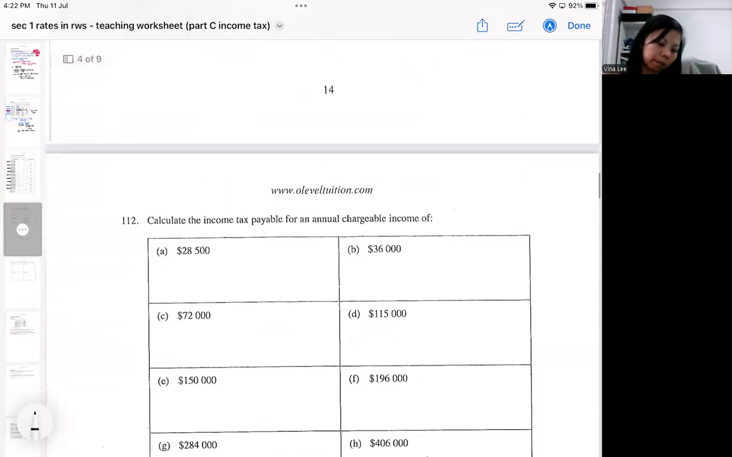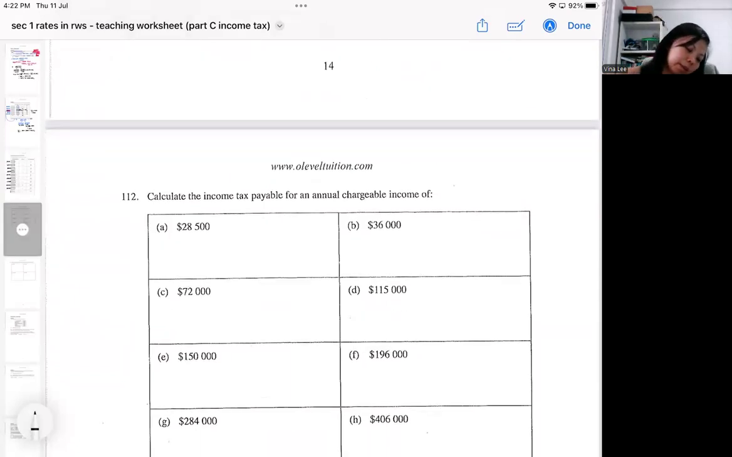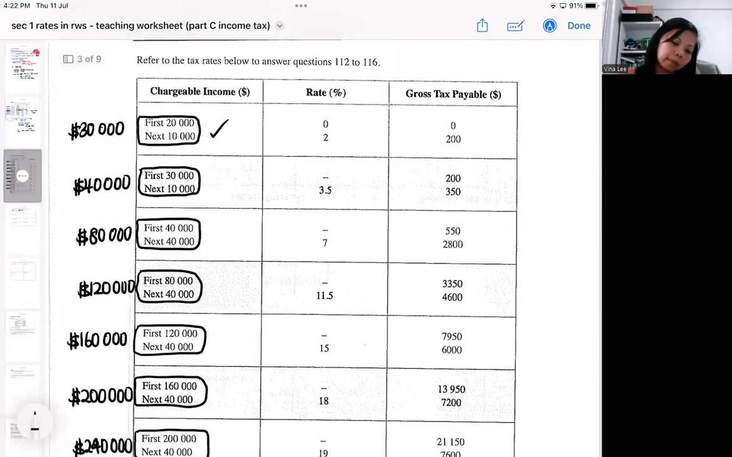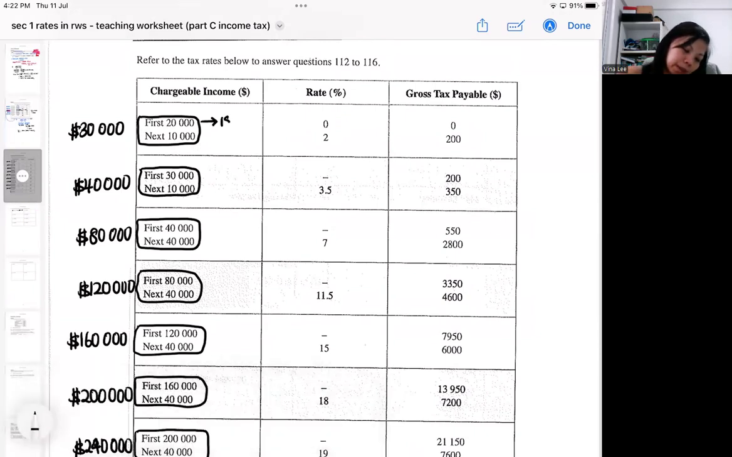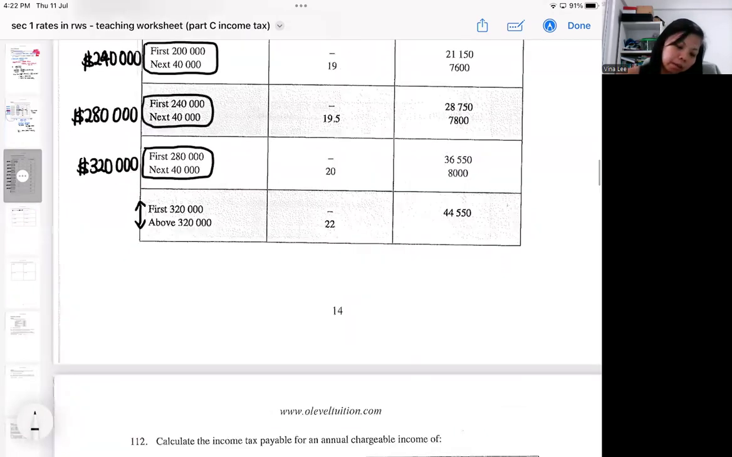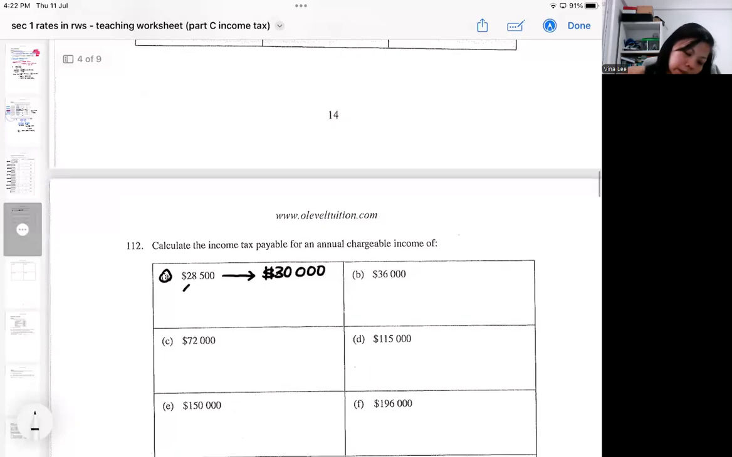Okay, so for example, this one. If this person's chargeable income is 28,500, so 28,500 will go into the 30,000 bracket. So we'll go to the 30,000 bracket, because it's less than 30,000. So this will be the first basket, and then this will be the second basket. Meaning we are going to split this into the first basket and then the second basket.